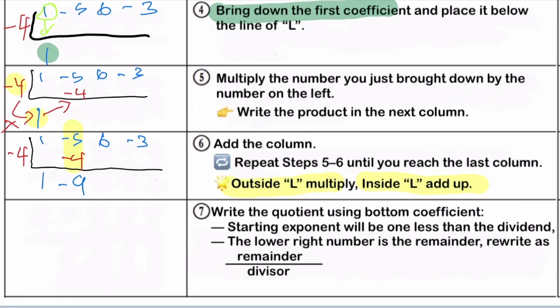And hey, look at that. We're on the outside again. Remember what that means? Multiply. What's -4 times -9? Well, that's positive 36, because negative times a negative is positive. And hey, look at that. We're on the inside again.